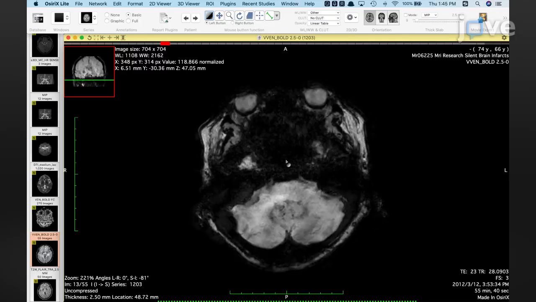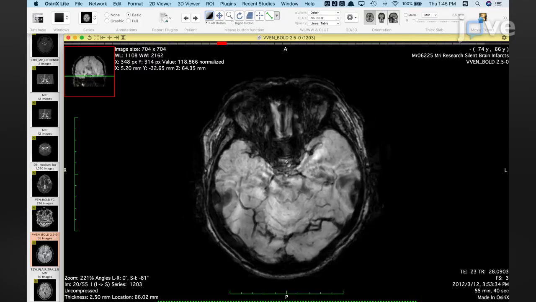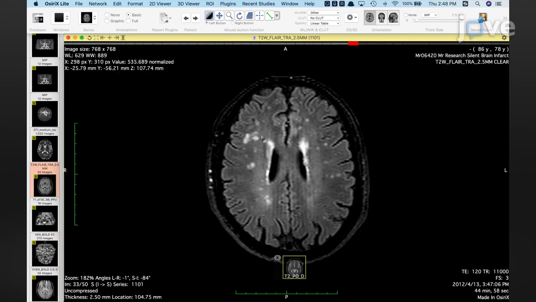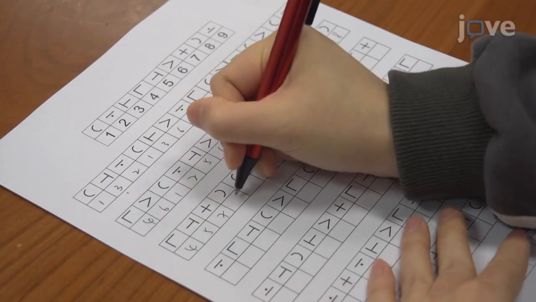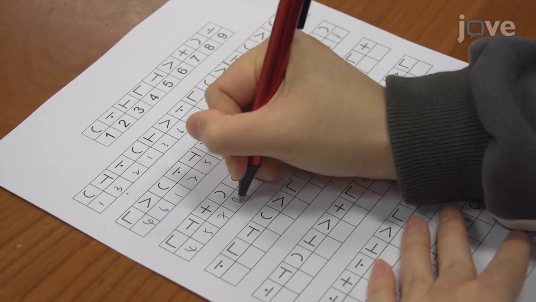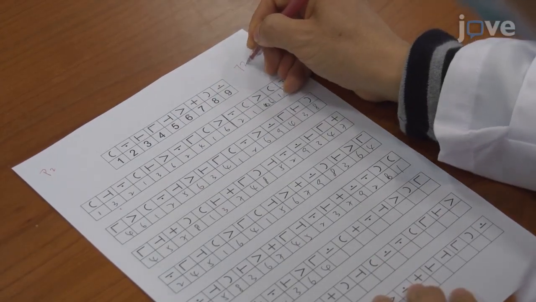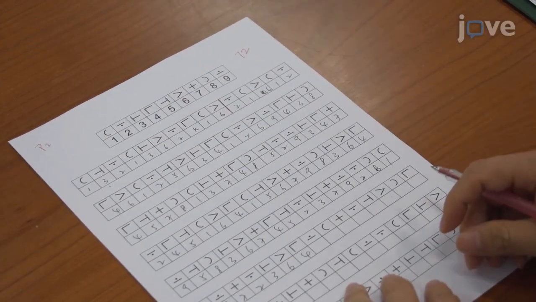Silent cerebrovascular lesions can cause various functional impairments and cognitive deficits. However, the distinct effects of different types of lesions on cognitive performance remain unclear. Using both neuropsychological tests and multi-sequence MRI scans, we can assess whether various types of cerebrovascular lesions are differentially associated with deficits in specific cognitive domains.